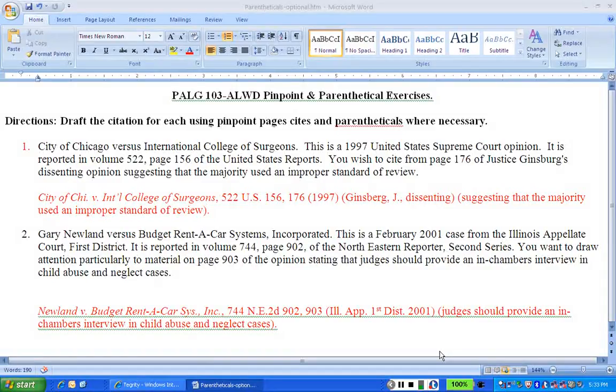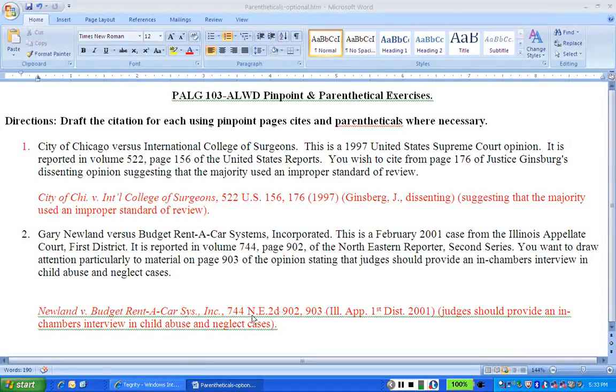So the first thing to do is to provide the case name. Here we can abbreviate system and incorporated. And again, all case names need to either be italicized or underlined. Here's the volume, and here's the reporter, the second series, and it's page 902. That's the citation. Page 903 is our pinpoint page. We're telling the reader, go to page 903.